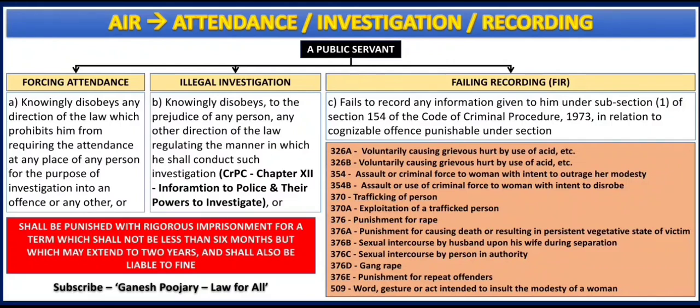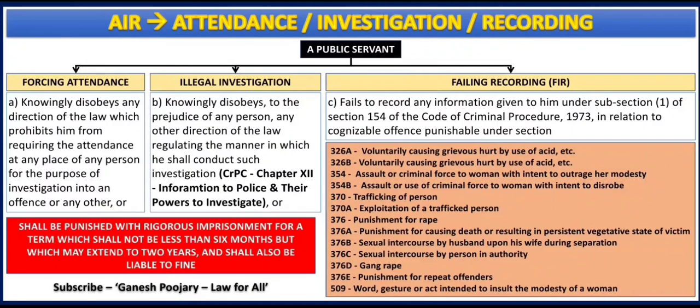Now, these three, that is attendance, investigation and recording, or in simple words, we can call them AIR, AIR. These three words are the major ingredients of Section 166A, and if we understand them, then this particular section becomes very easy. Under clause A, a public servant is forcing attendance of someone if he or she does so.